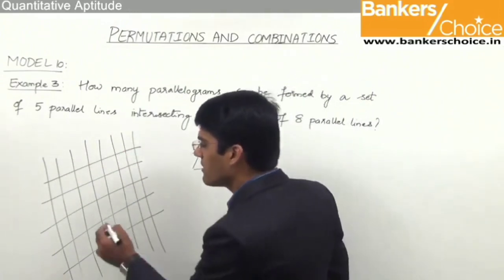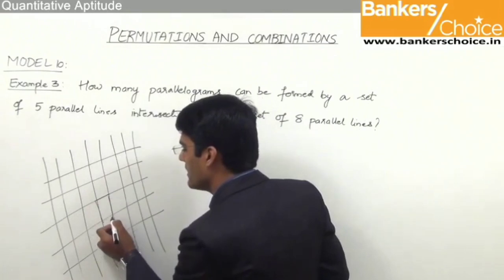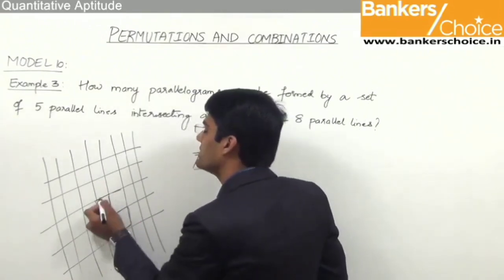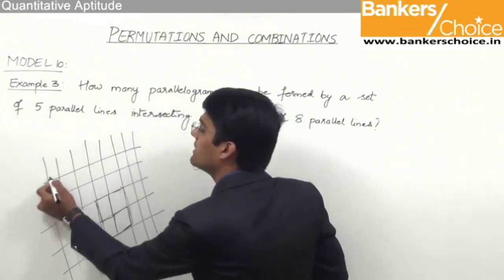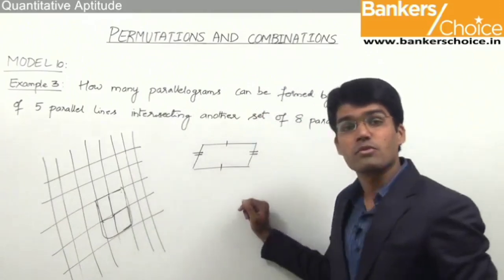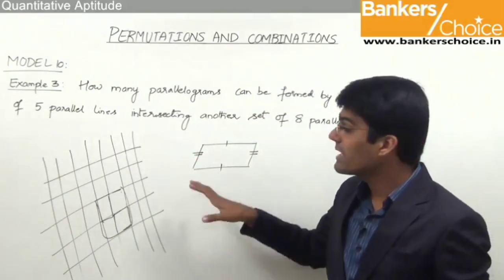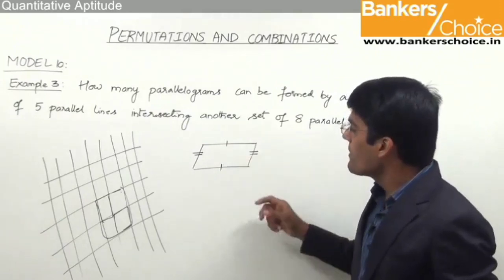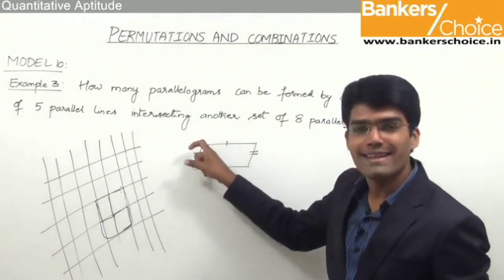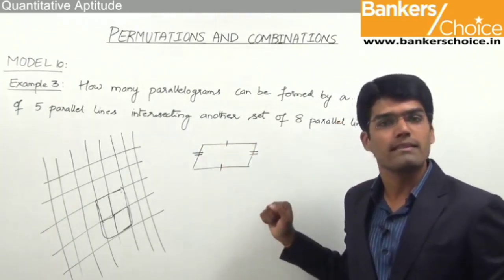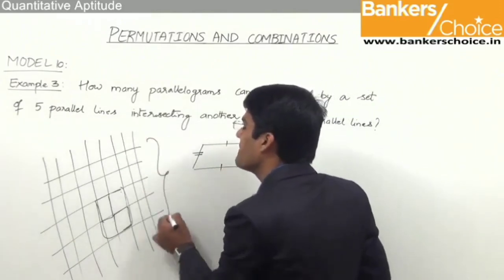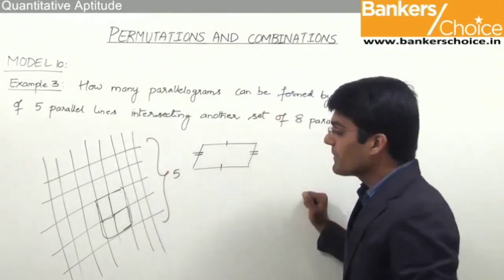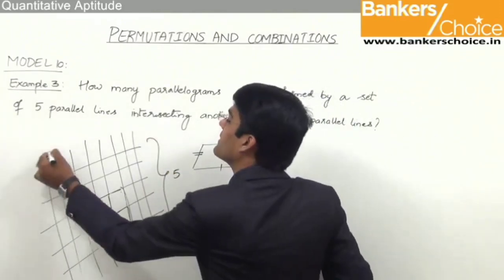Now here number of parallelograms can be seen. This is a parallelogram, then again this is a parallelogram, this itself complete is a parallelogram, this complete figure again is a parallelogram. So we need to find out all those parallelograms that can be formed with these lines there. Now as we know that to form a parallelogram we need to have two parallel lines intersecting another two parallel lines. Now here we have 5 lines in one way and then 8 lines. These are the 8 lines.